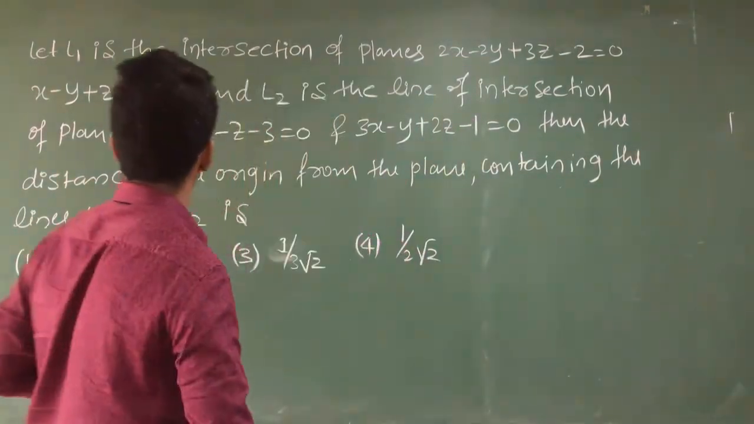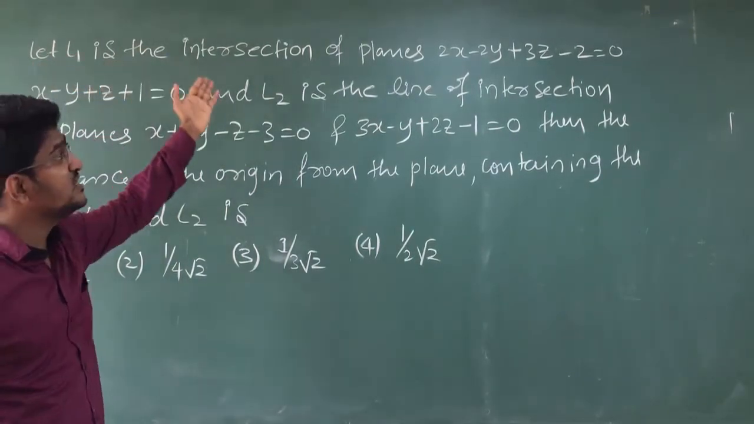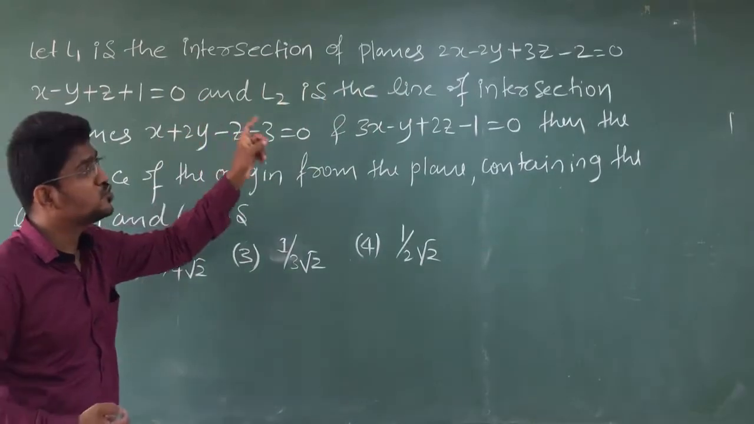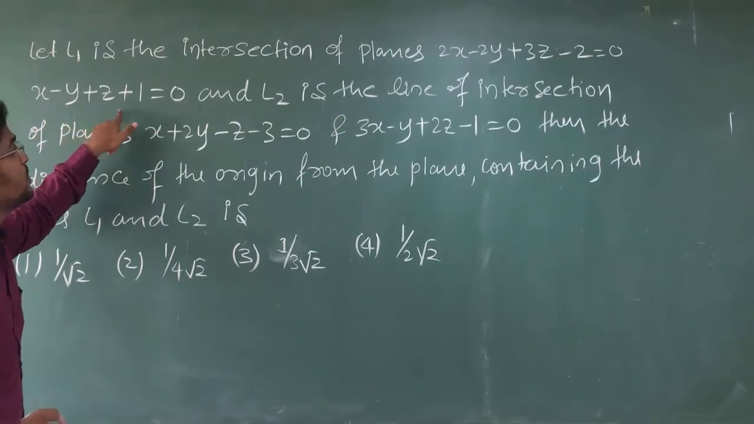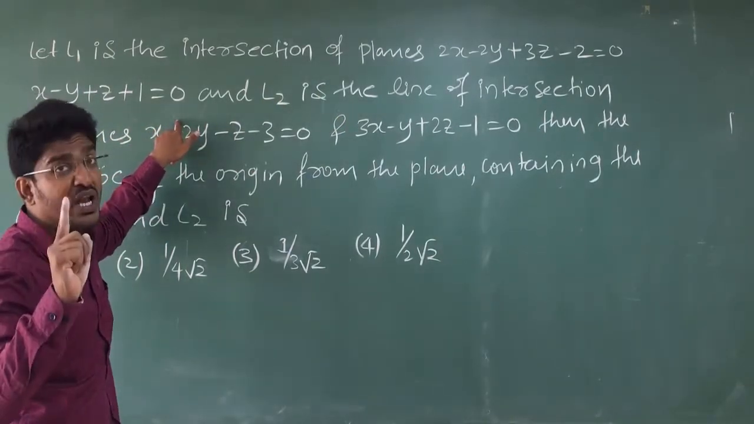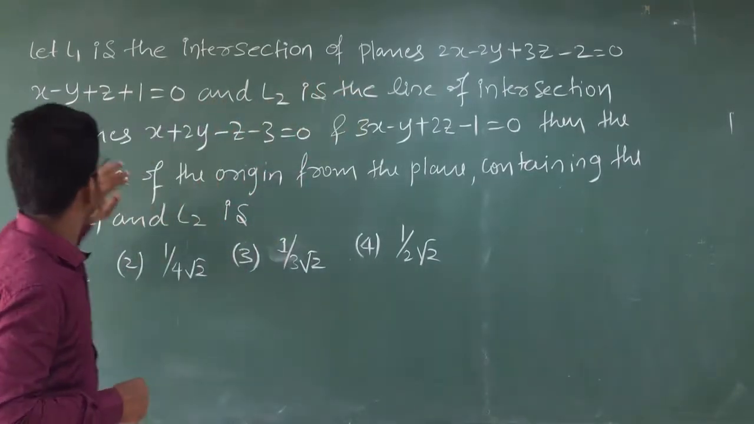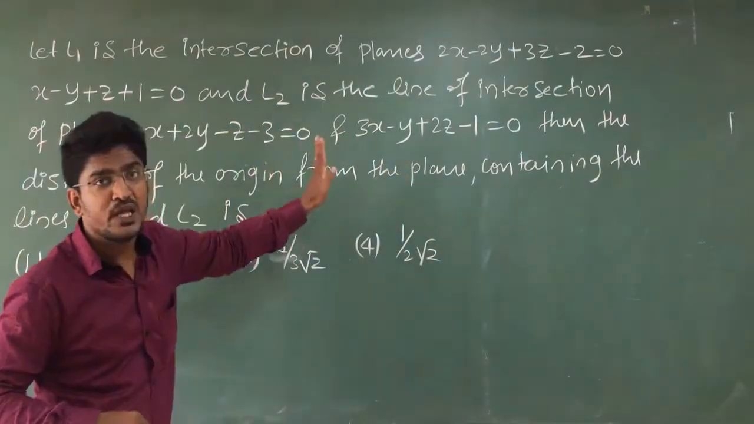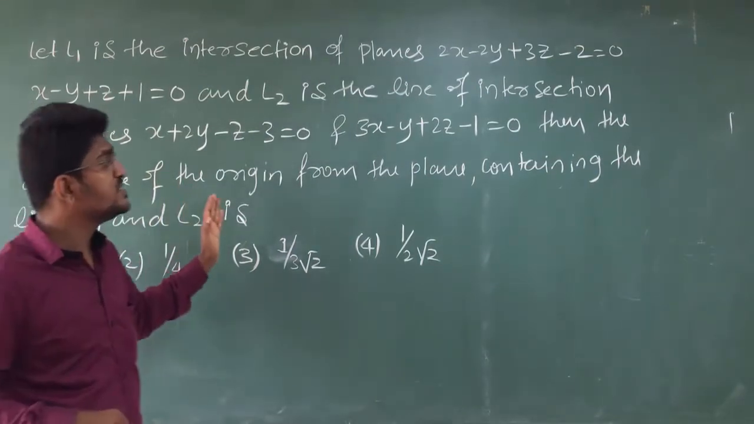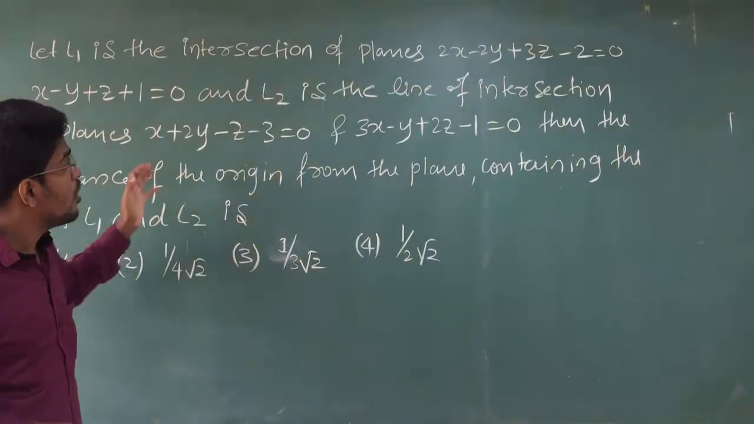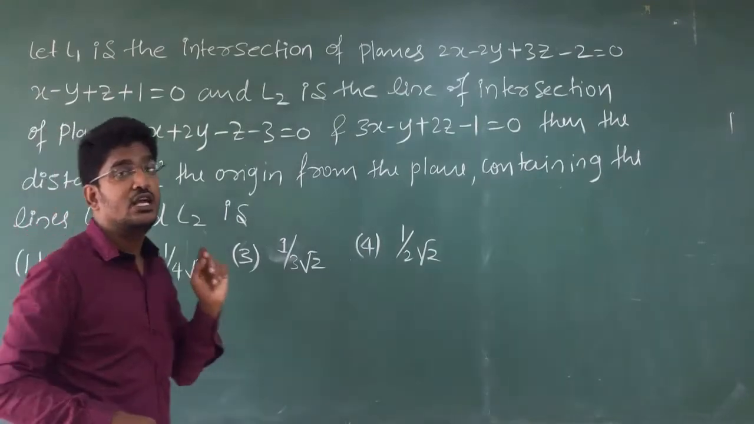Clear? So what they have given here is, let L1 be the intersection of planes 2x minus 2y plus 3z minus 2 equal to 0 and x minus y plus z plus 1 equal to 0. That means there is one line L1, that is the intersection of two planes, and L2 is the line of intersection of two other planes. Then the distance of the origin from the plane containing the lines L1 and L2 is.